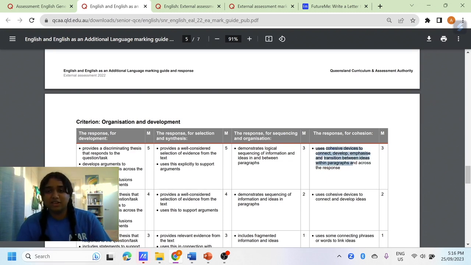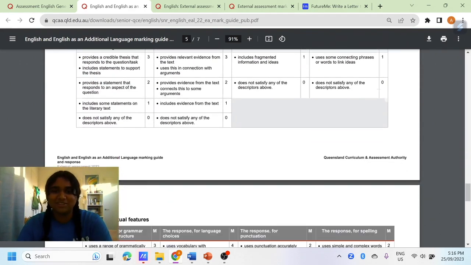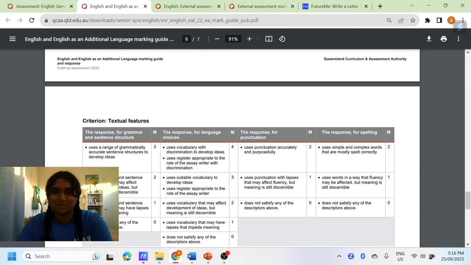The other thing is use cohesive devices to connect, develop, emphasize, and transition between ideas within paragraphs and across the response. So for this one, what you basically want to be doing is improving the flow of your paragraphs between each other by using linking sentences and words like firstly, conclusively, etc. And if you have interacted with this marking guide, you know exactly what they're trying to pinpoint in your essay, so you can include them and end up with full marks. Well, ideally, we end up with full marks.